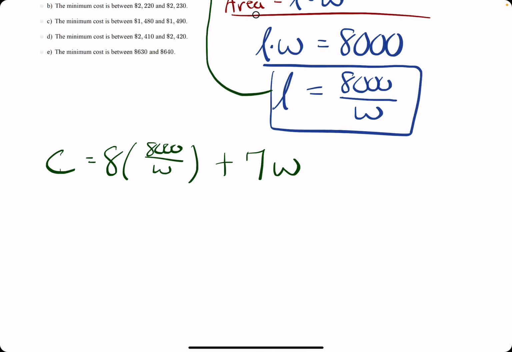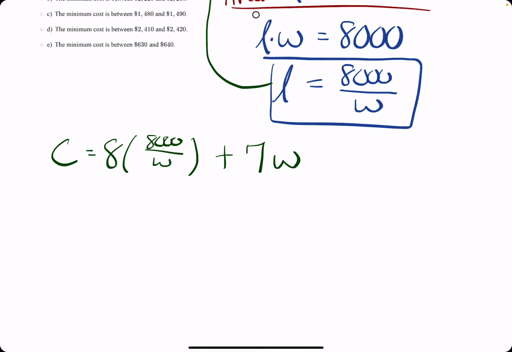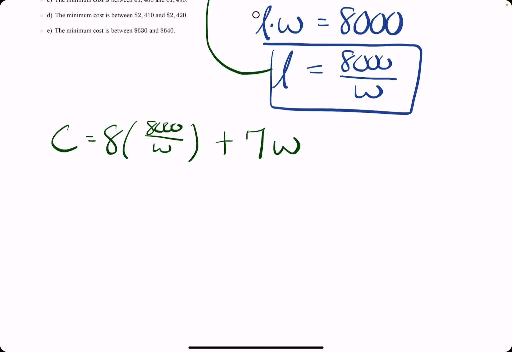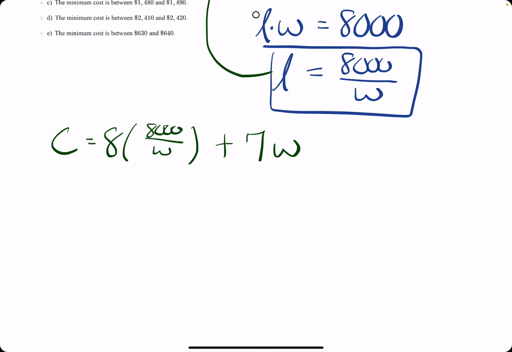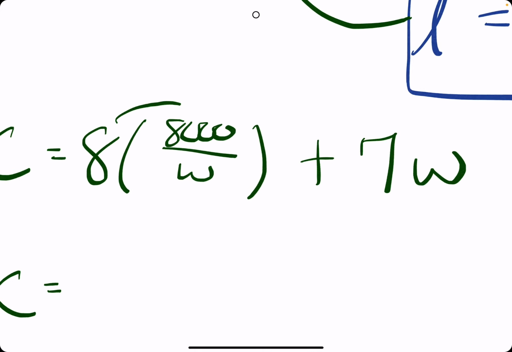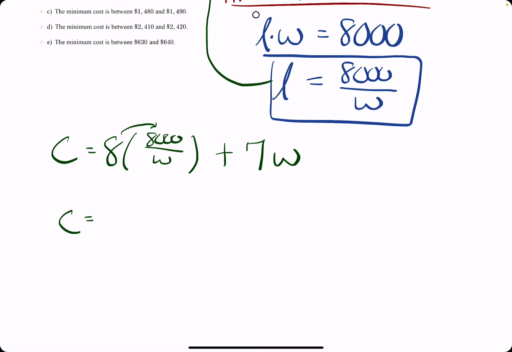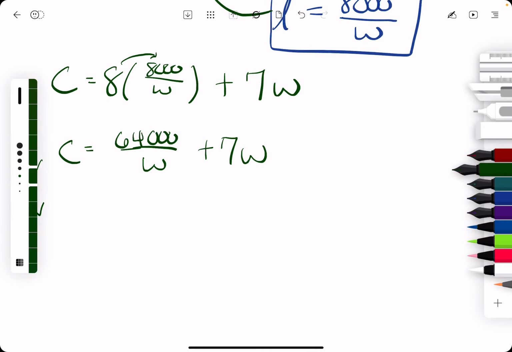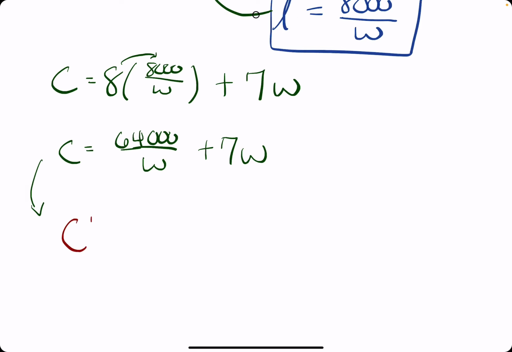So this is the cost in terms of one variable. Again, the reason we needed cost in terms of one variable is so that we can find its minimum by taking its derivative and setting it equal to 0 and solving for W. So I'll simplify this just a little bit, multiplying this 8 times the 8,000 to get 64,000, all divided by W, plus 7W. All right, the next step is to find C prime, the derivative of cost.